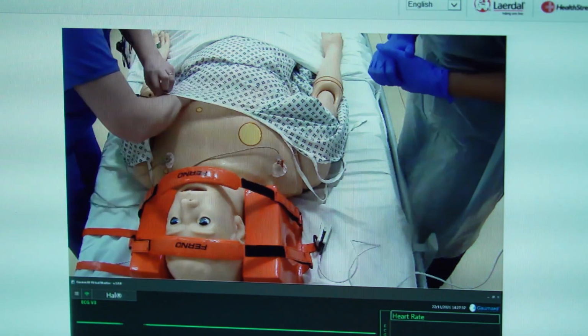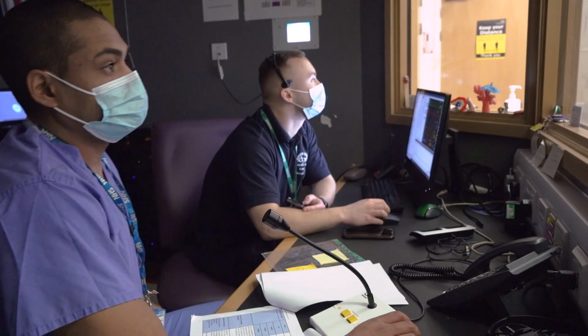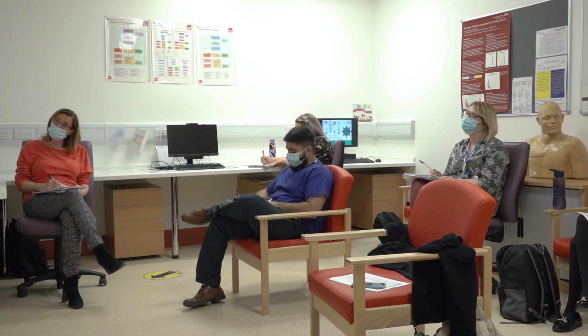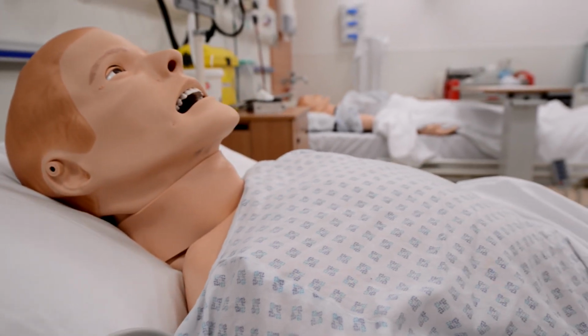The SimView application allows us to stream video from the scenario to other rooms so other people can see it. It allows our debriefs to be a lot slicker and a lot more understanding for the people watching and experiencing the scenario themselves. We use the SimMan a lot, SimMan 3G and our GoMod mannequin.